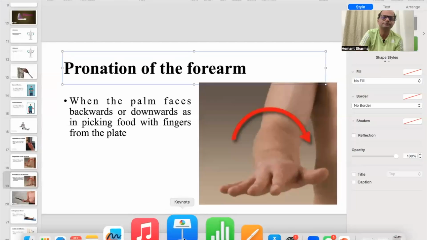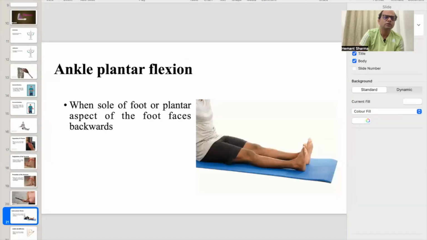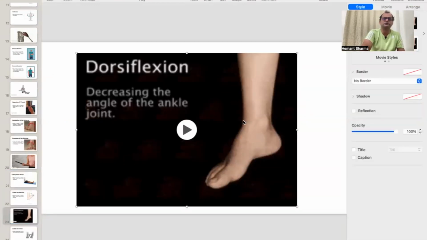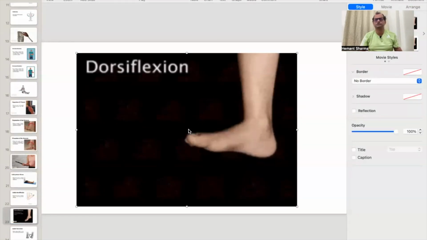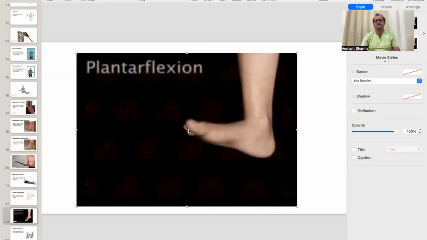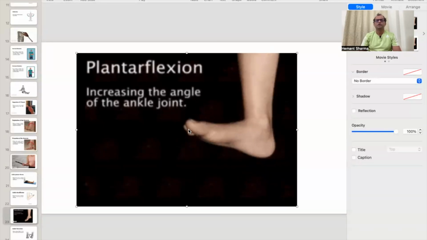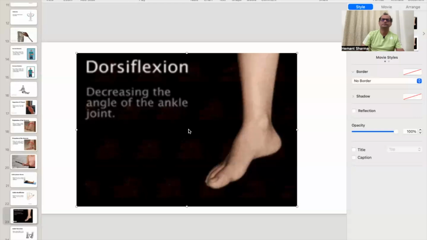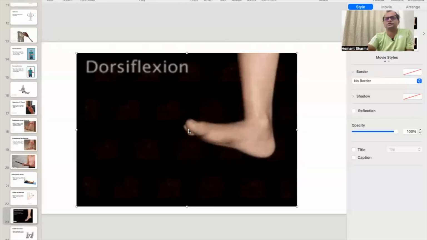Okay, so now the ankle plantar flexion. अब हम ankle के plantar flexion की बात करते हैं. Let's see here. First, let's talk about the dorsiflexion. Now we'll be coming to the plantar flexion. This is the plantar flexion. Okay, this is the dorsiflexion.